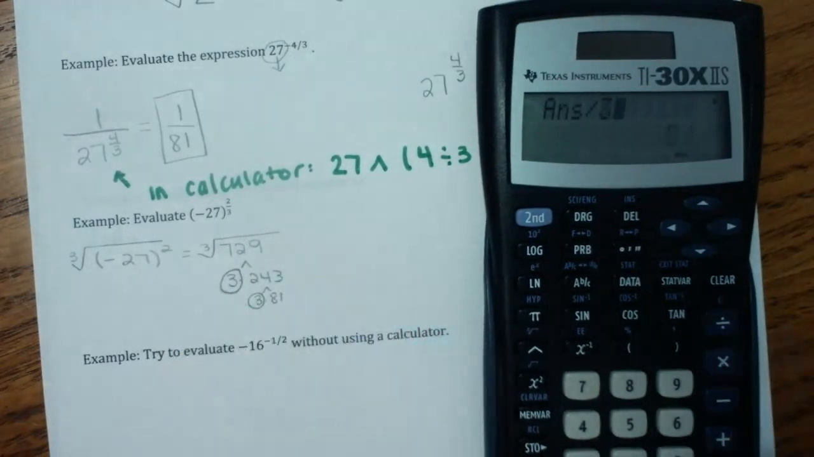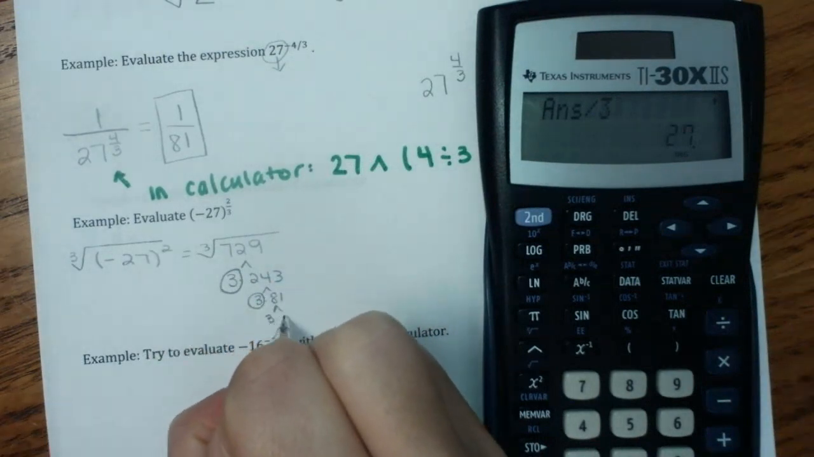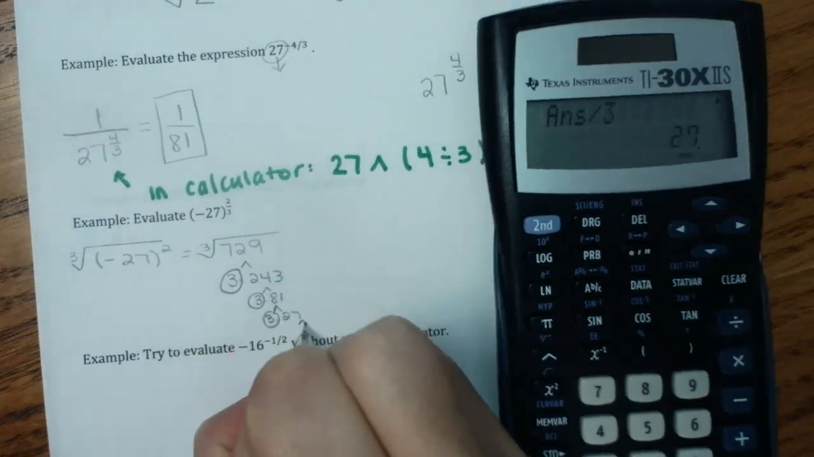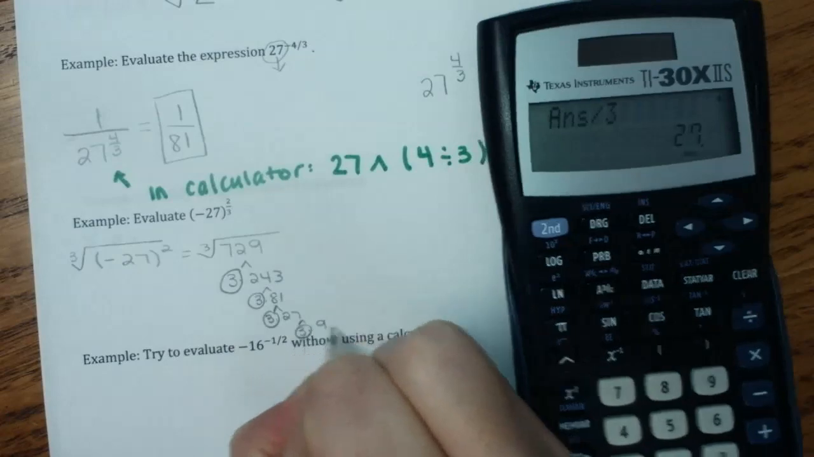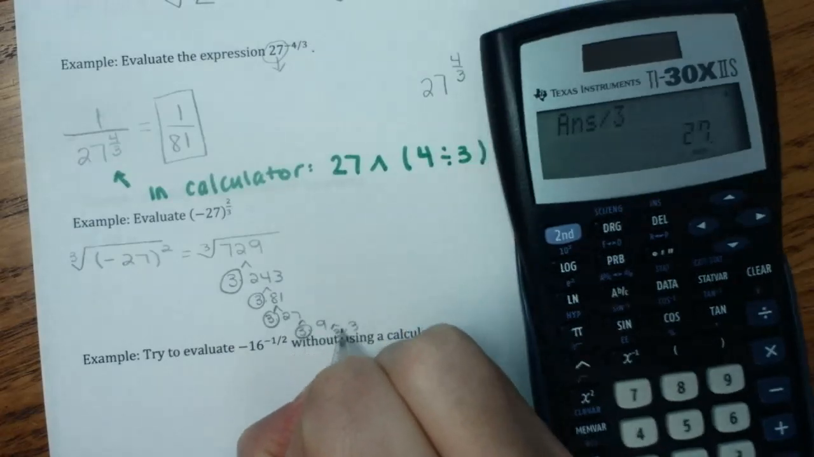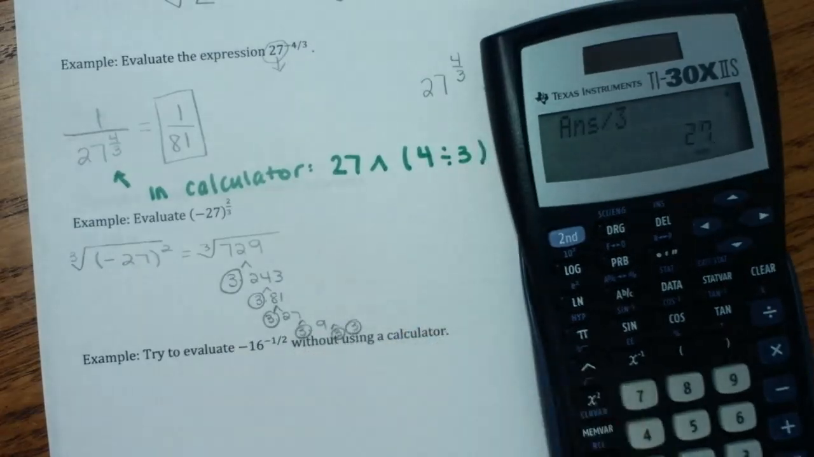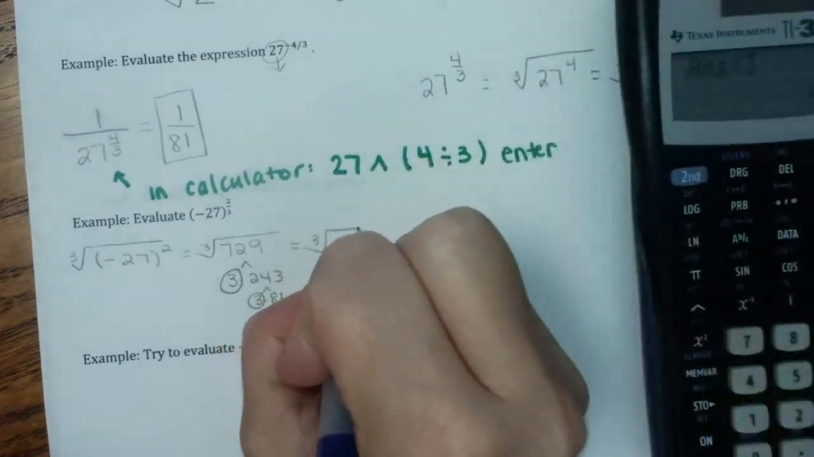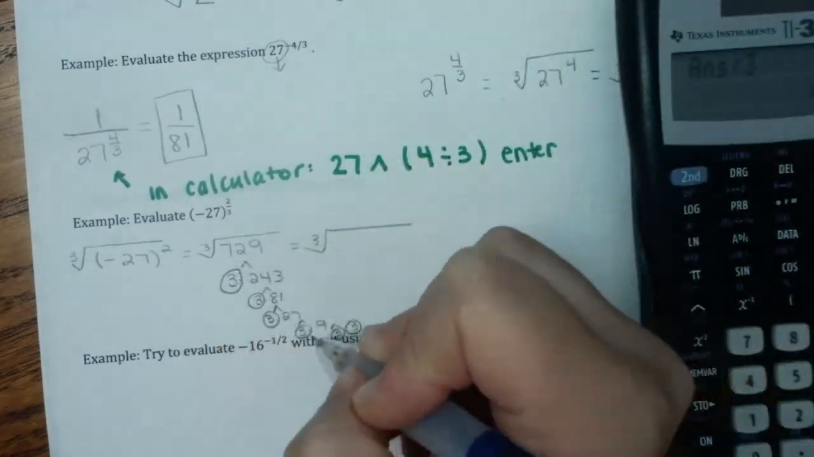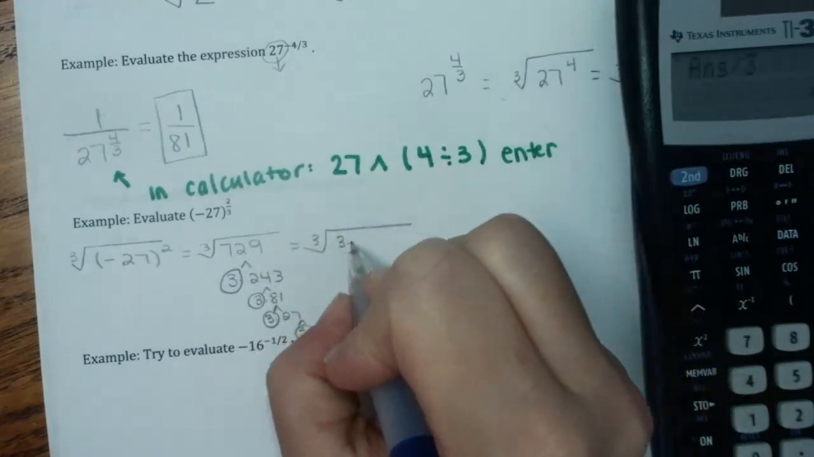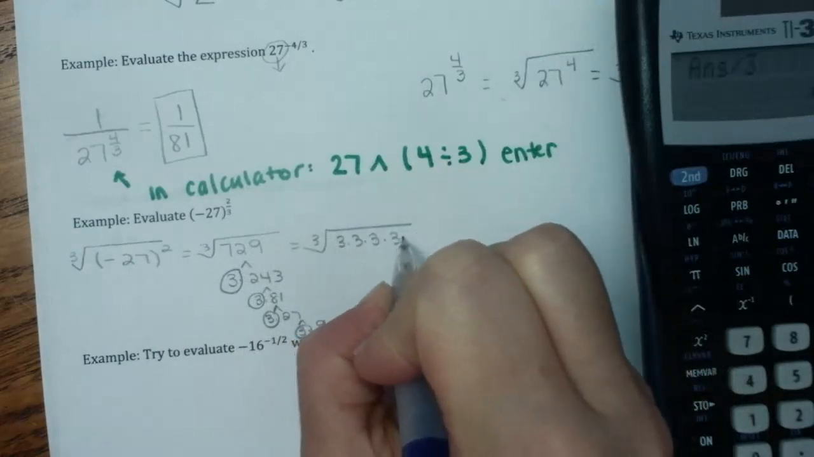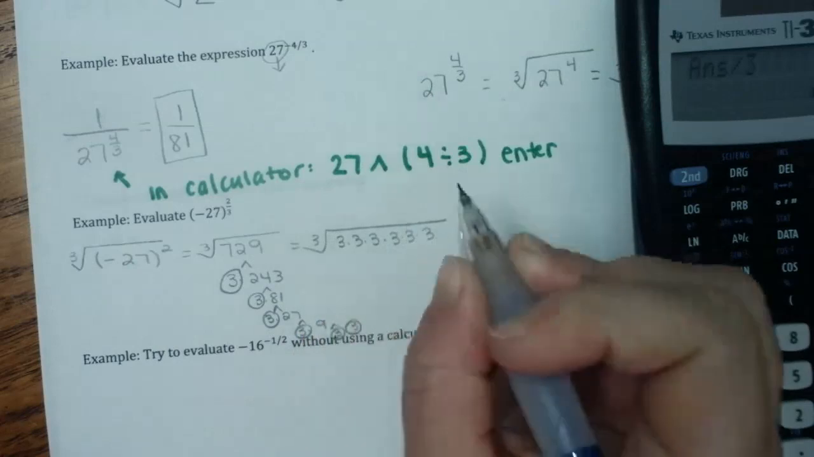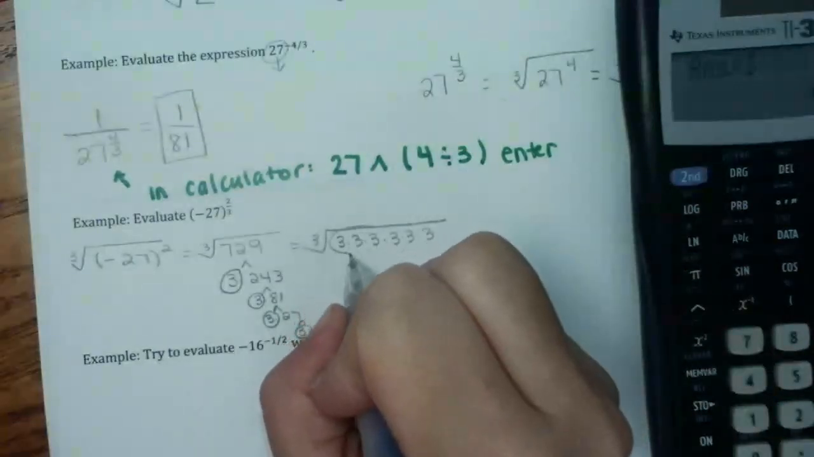3 is going to get circled. 81 is 3 times 27. 27 is 3 times 9. And then 9 is 3 times 3. Ooh, a lot of 3's. So we really have the cubed root of 3 times 3 times 3 times 3 times 3 times 3. It's the cubed root. Ooh, we got a lot of 3's going on here.